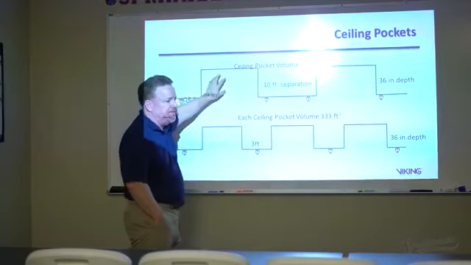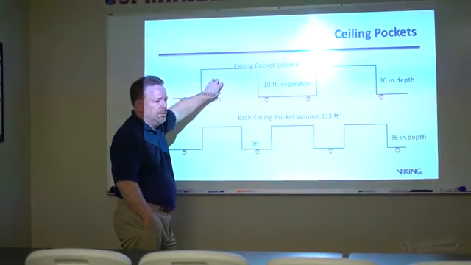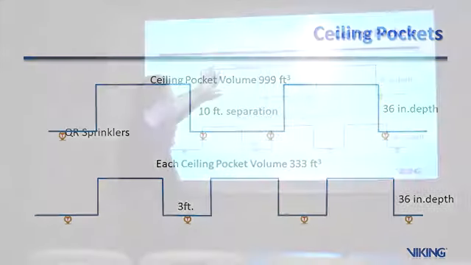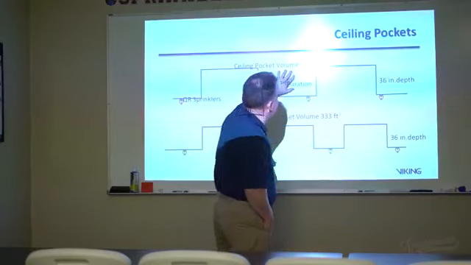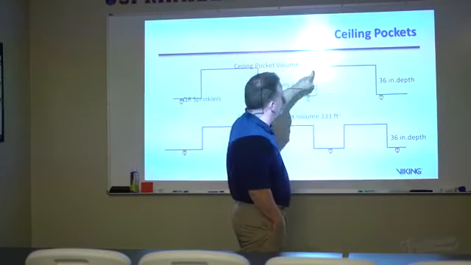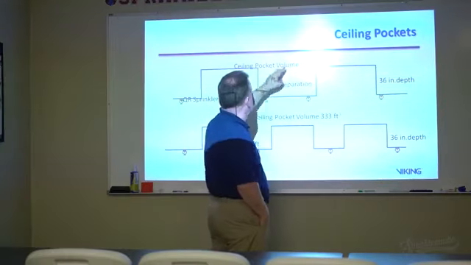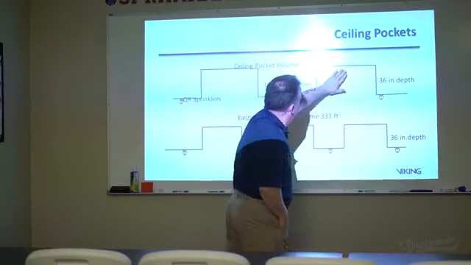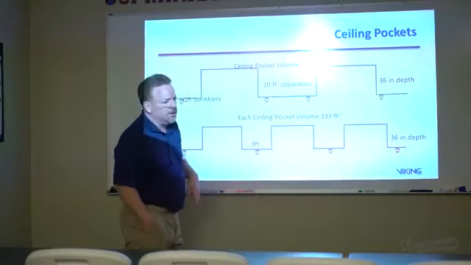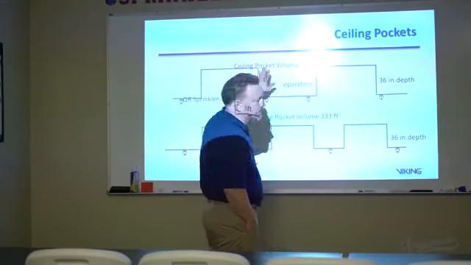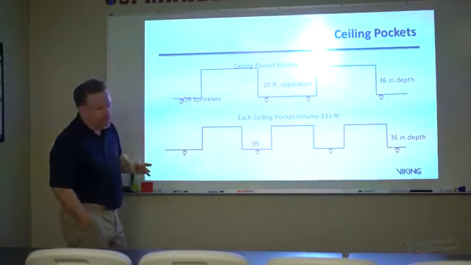Let's focus on this rule right here, okay? Because this is the main rule. This is the rule as it was originally written. It said you could have a ceiling pocket here separated by 10 feet from a ceiling pocket here, as long as they were less than 36 inches in depth, and each one of these was no more than 1,000 cubic feet. Okay? Easy.